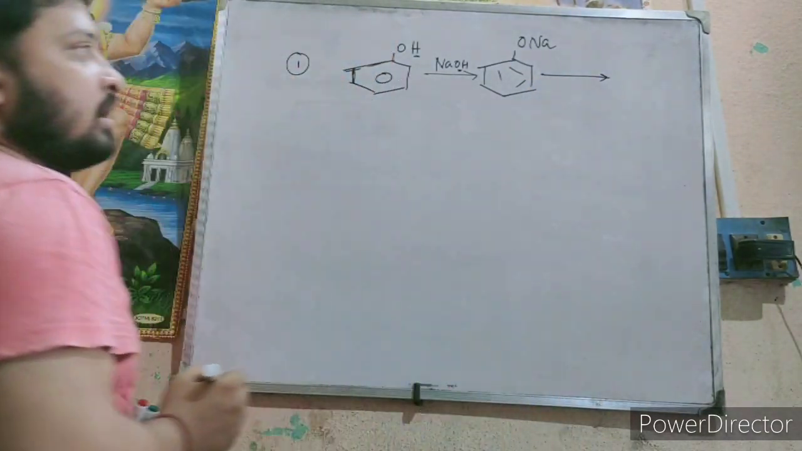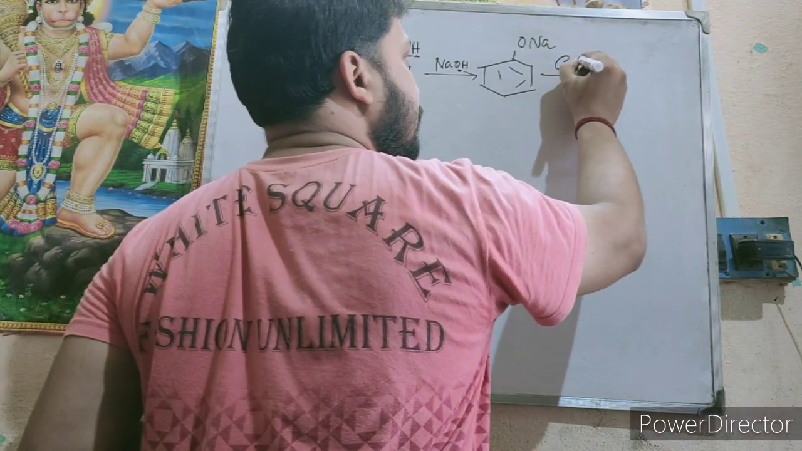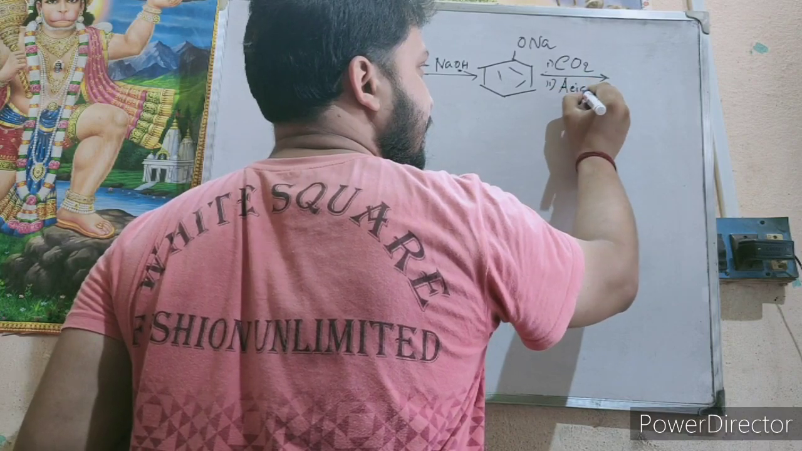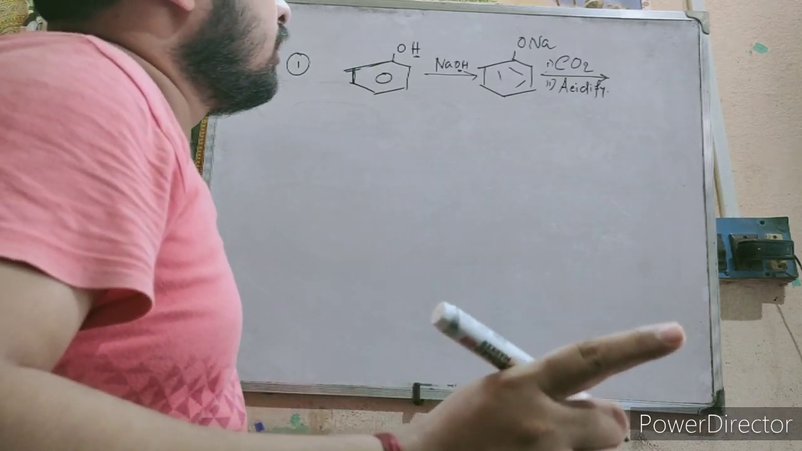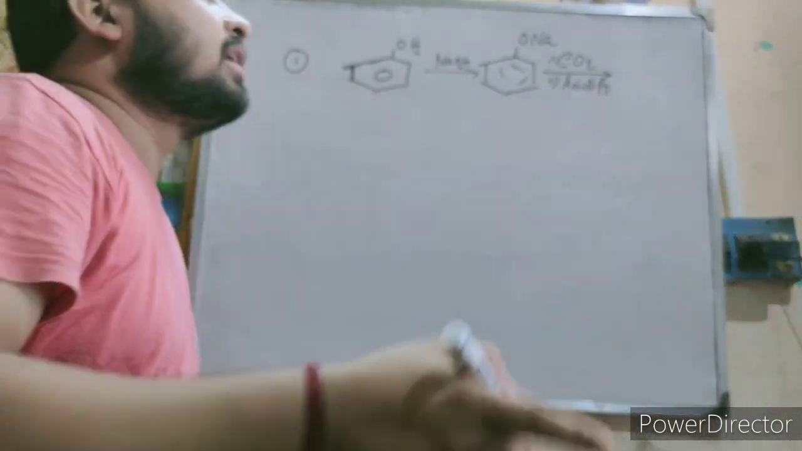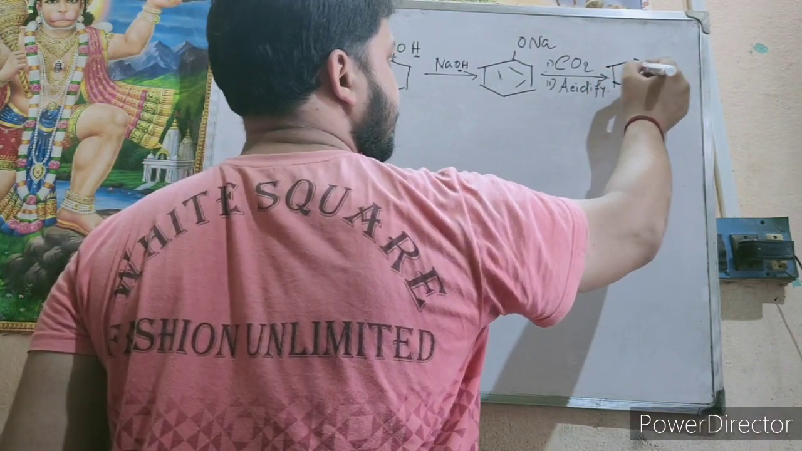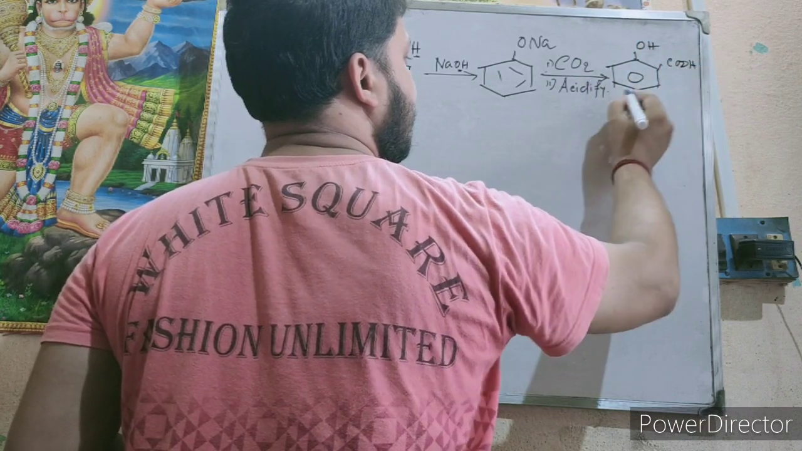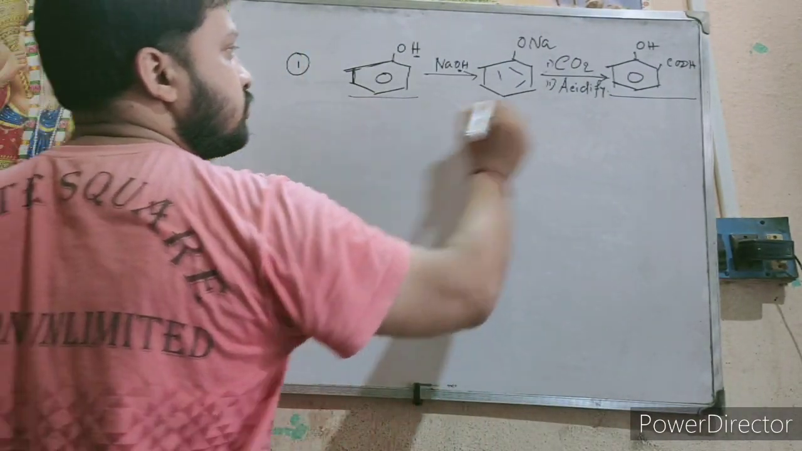Secondly, if you take carbon dioxide as the first step, and as the second step you acidify it, that is acidification. First you use carbon dioxide, and secondly you acidify it, then you get OH here and COOH here. This is salicylic acid. Phenol to salicylic acid.